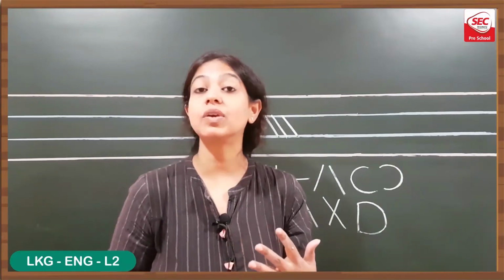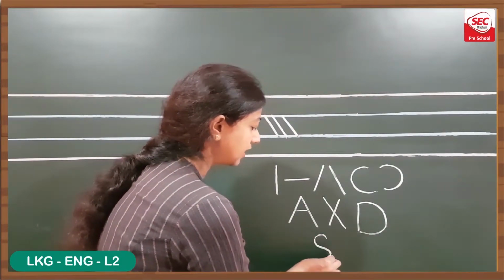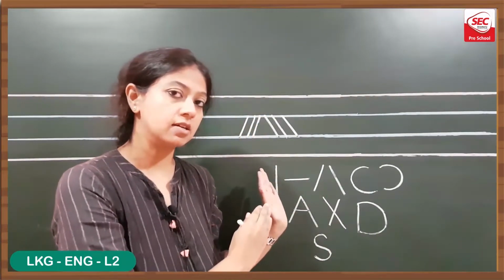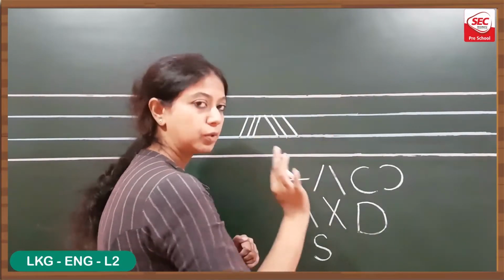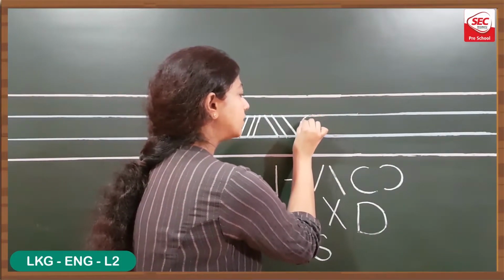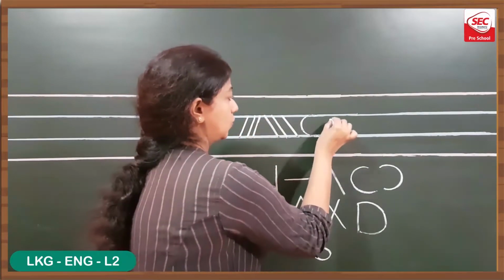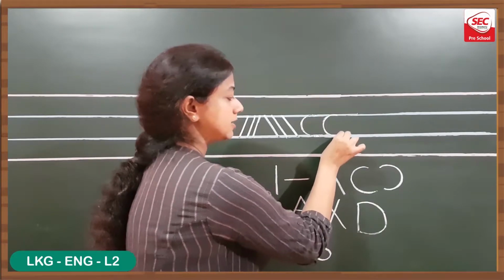Yes, for S also we need to make two curves, one like this and the other one like this. ठीक है? So now we will see here how to make curves. We'll start from the blue line. Please don't start from the red line. We'll start from the blue line and we'll make a small C. Okay? We'll start from here and we'll make a small C.